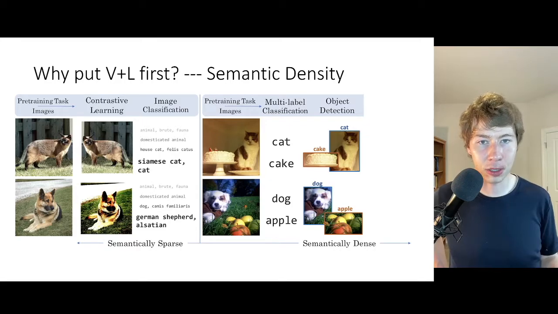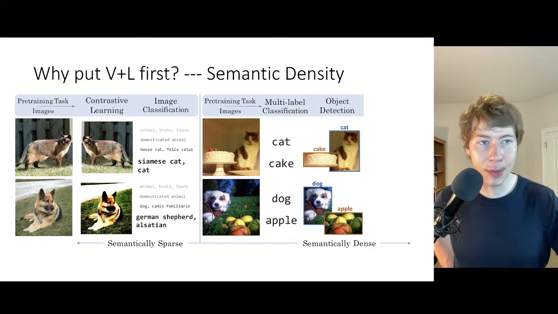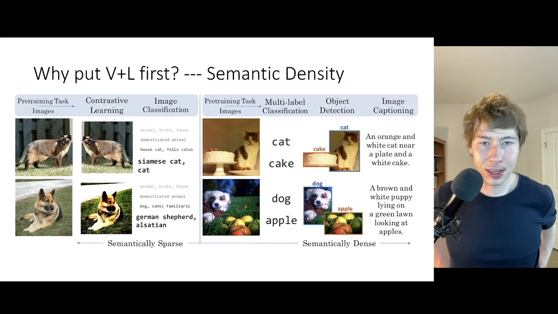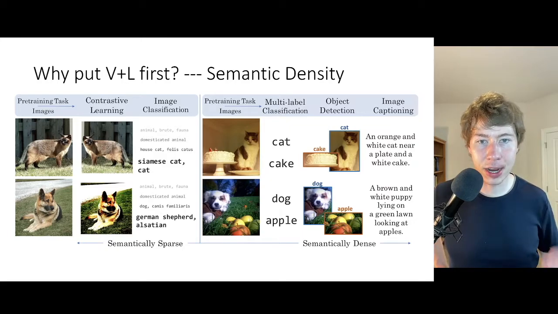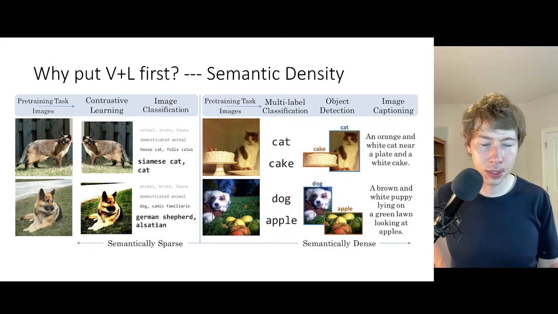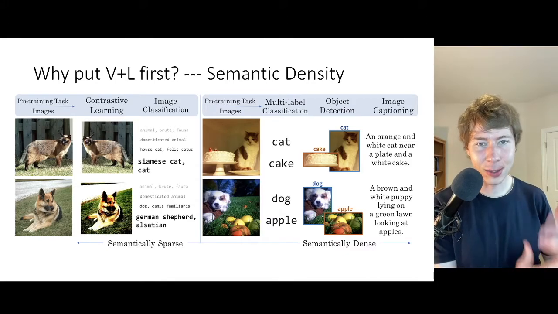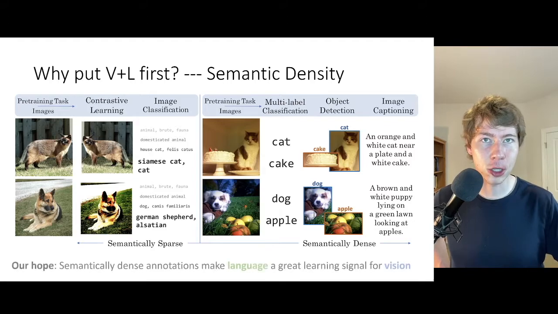Something like multi-label classification or object detection involves a little bit more semantic density, that is, more semantic knowledge required per training instance, because now we're asking a model to predict multiple objects or semantic labels from an image. But something like captioning, where we're asking a model to predict a piece of text from an image, has extreme semantic density. In order to predict a caption, like an orange and white cat near a plate on a white cake, the model needs to recognize multiple objects, their spatial relationships, attributes of those objects, as well as perhaps any activities or actions they're participating in. So one training instance where we predict a caption requires the model to recognize a whole bunch of interesting, useful semantic stuff in the image.